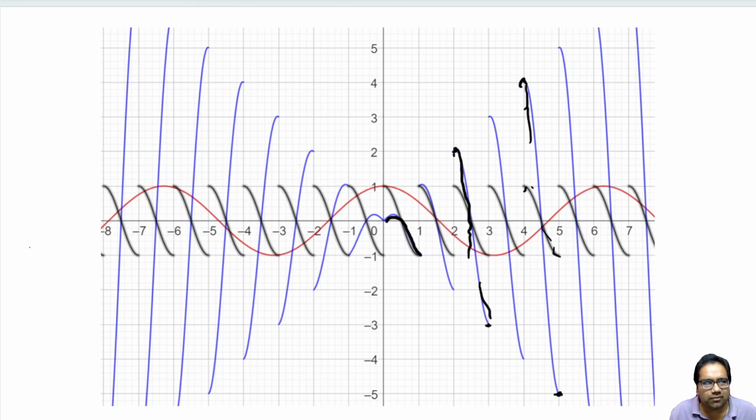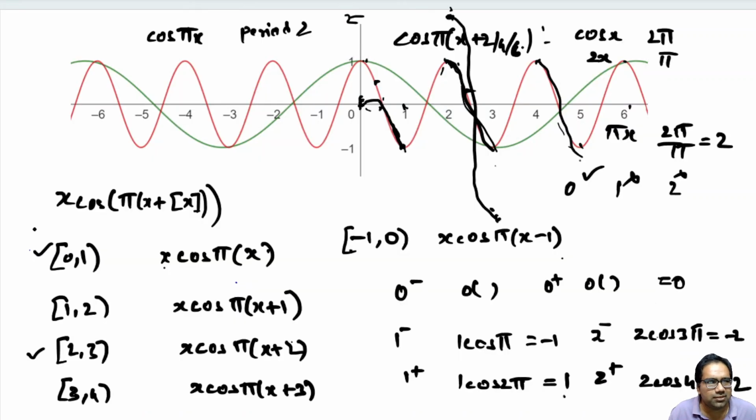Now we have to figure out this other set of graphs. X cos pi into x plus 1. What is x cos pi into x plus 1? This is pi x and this is pi into x plus 1. We are talking about cos pi x and cos pi x plus 1.